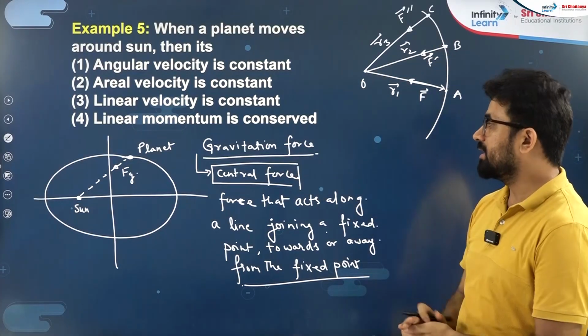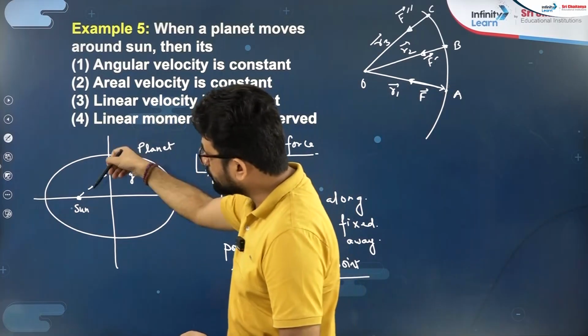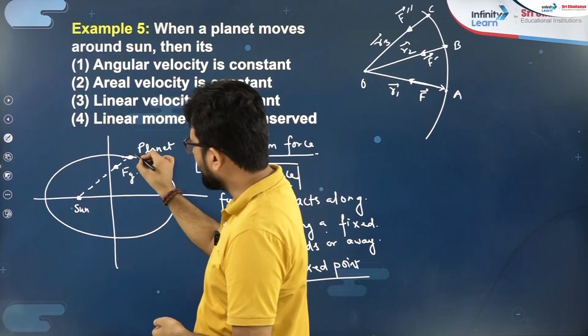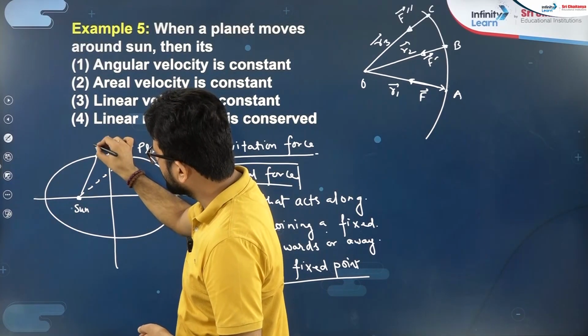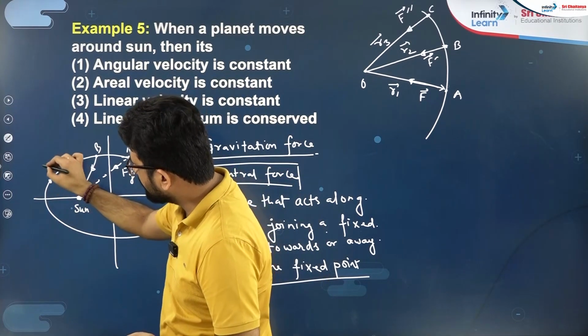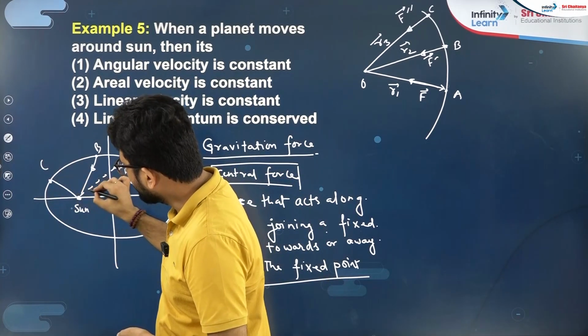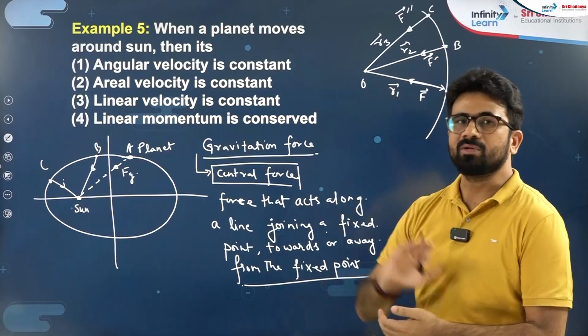Here also the gravitation force is the central force, because it always acts toward the sun. Suppose the planet is at point A. If the planet reaches point B, again the gravitation force is towards the sun. If the planet reaches point C, again the gravitation force is toward the sun only. So it is also a central force.